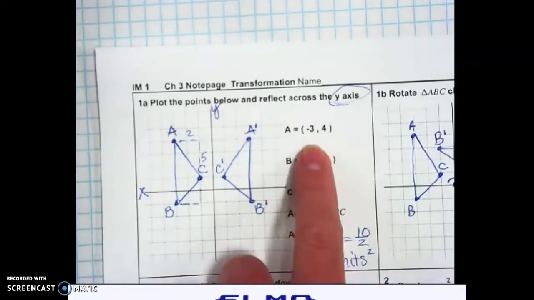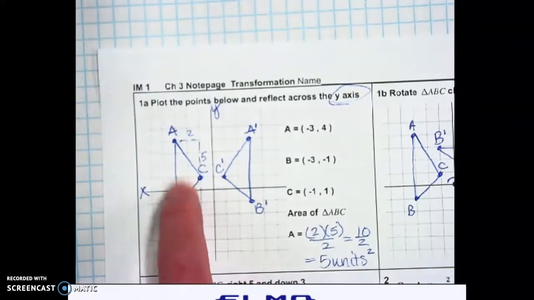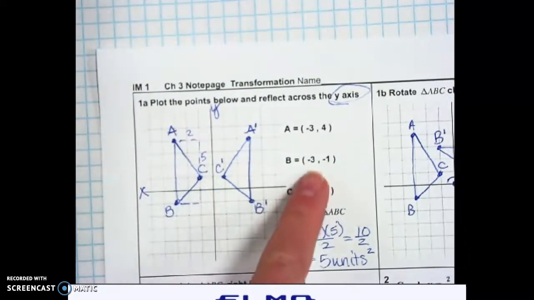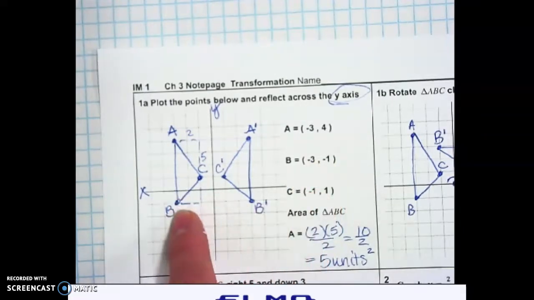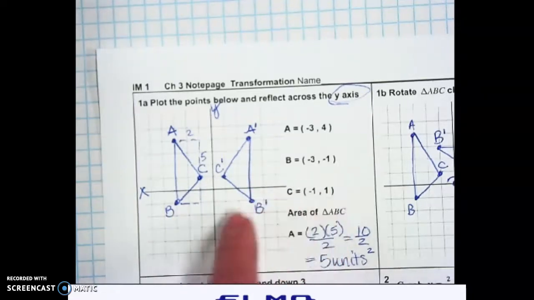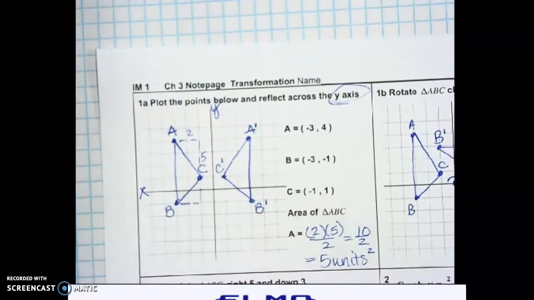A is at -3, 4. So starting from the origin, you go 3 to the left and up 4, plot a point and label it A. Point B is at -3, -1. So you go 3 to the left, down 1, plot a point, and label it B. Point C is at -1, 1. So you go 1 to the left, up 1, plot a point, and call it C.